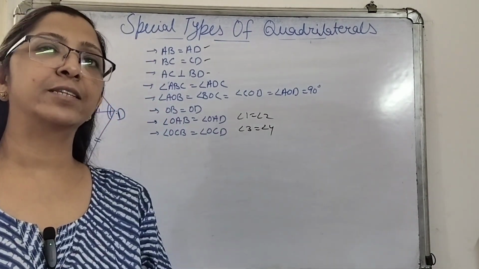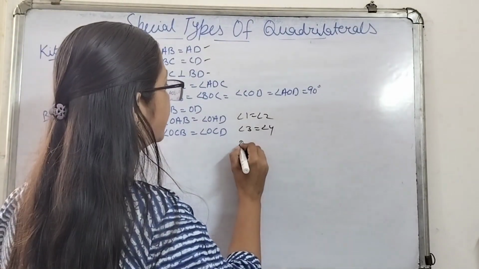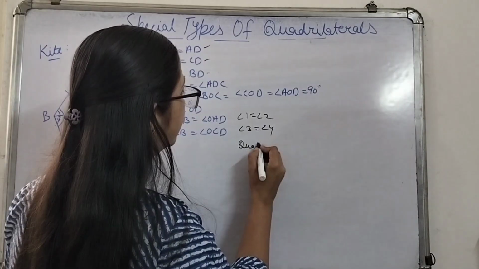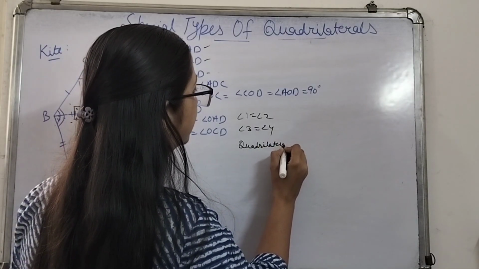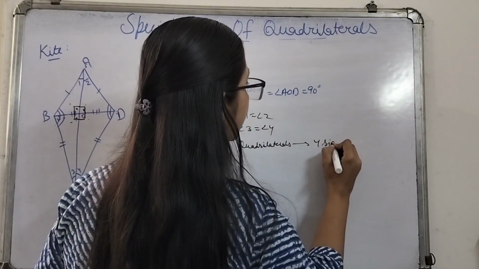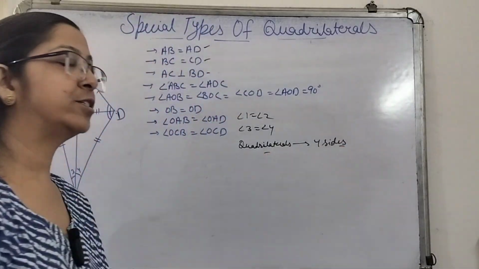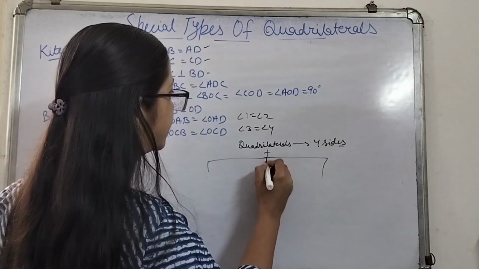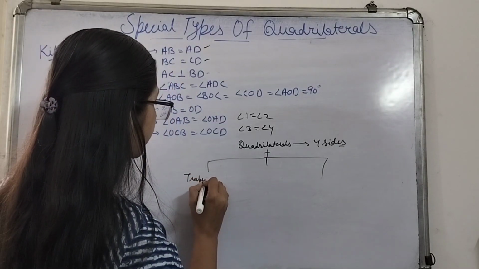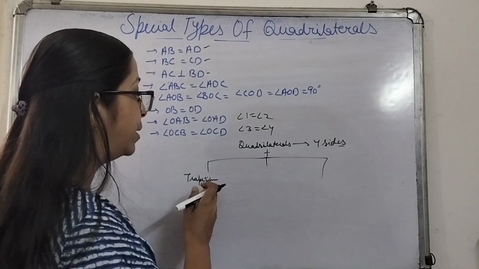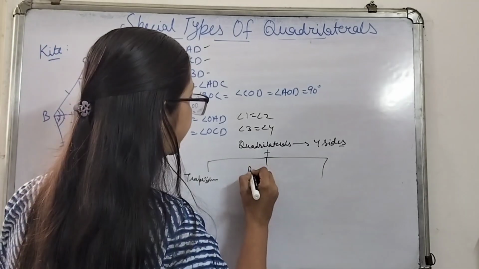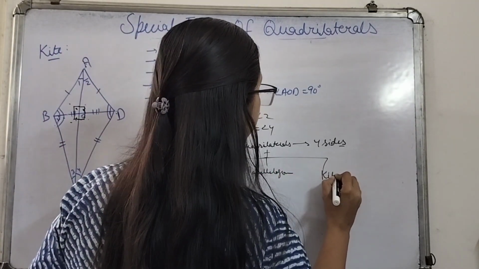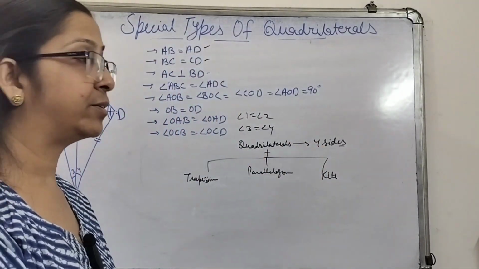So what we discussed in this video is that quadrilaterals are polygons with four sides. Polygons with four sides are known as quadrilaterals. Quadrilaterals are of three types. One is the trapezium. We had already discussed all the properties of a trapezium and an isosceles trapezium as well. Then the parallelogram and then the kite. These three are the types of quadrilaterals.